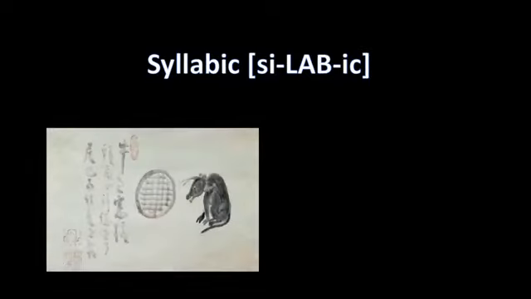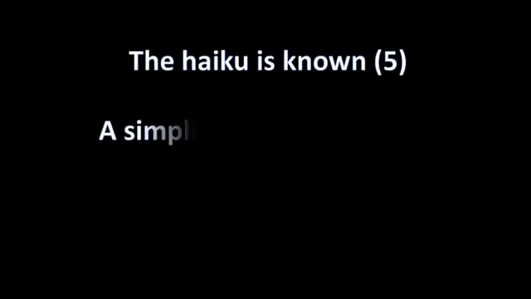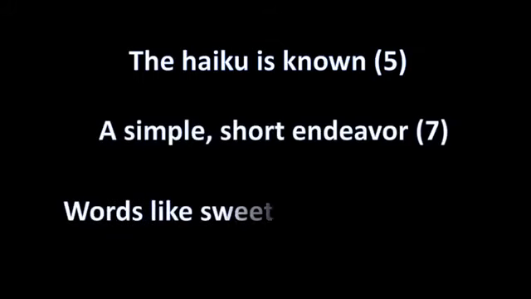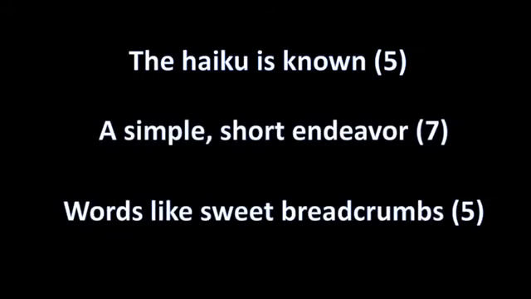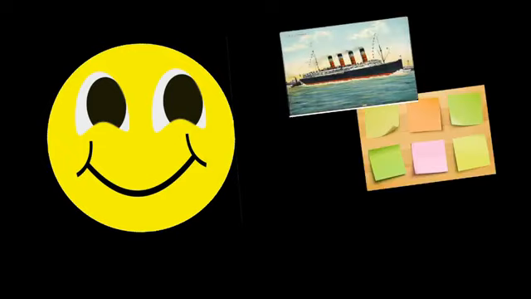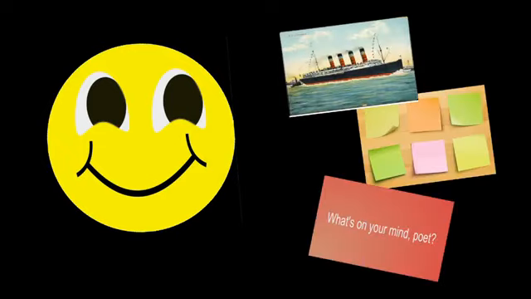The most famous syllabic form is the haiku. 17 syllables based on a single image, and in English it's usually divided into lines of 5 syllables, 7 syllables, and then 5 again. For instance: The haiku is known, a simple, short endeavor, words like sweet breadcrumbs. I like the haiku. It's fun, it's short, it's great for dropping onto postcards or even post-it notes. You can tweet a haiku or post it in Facebook word art.